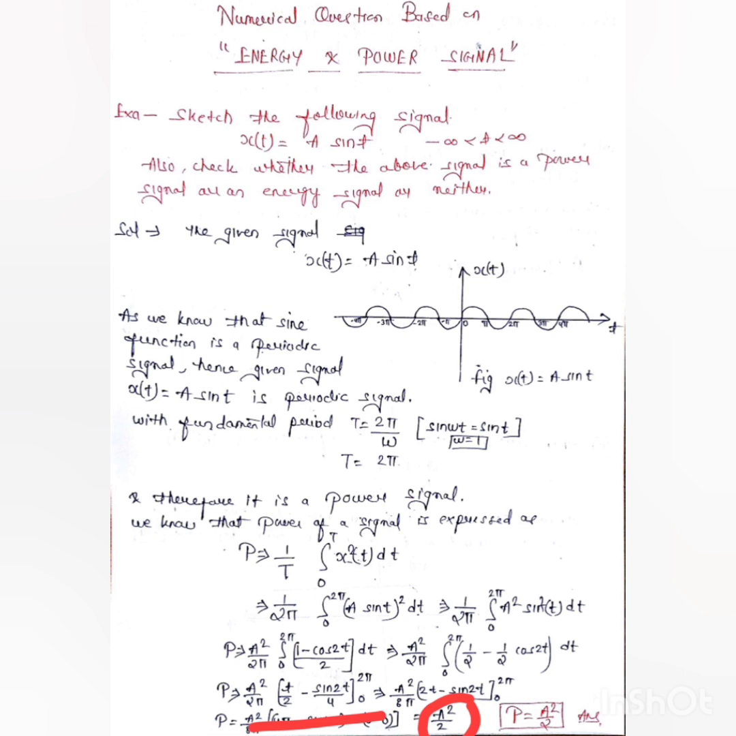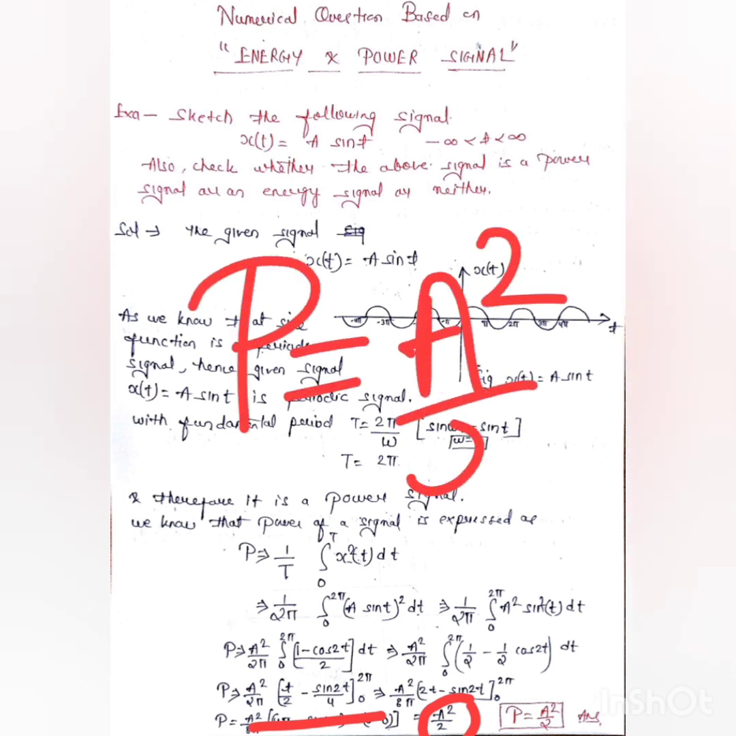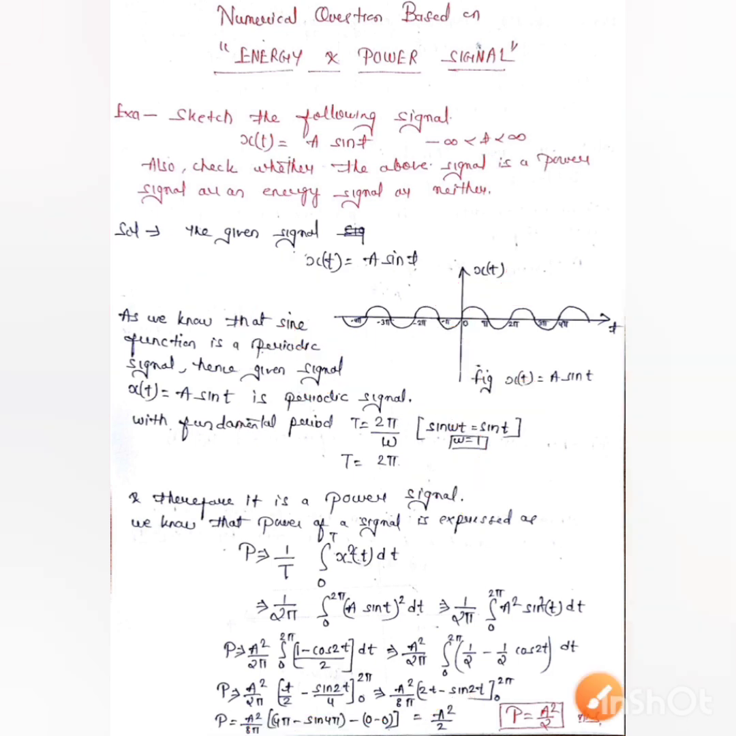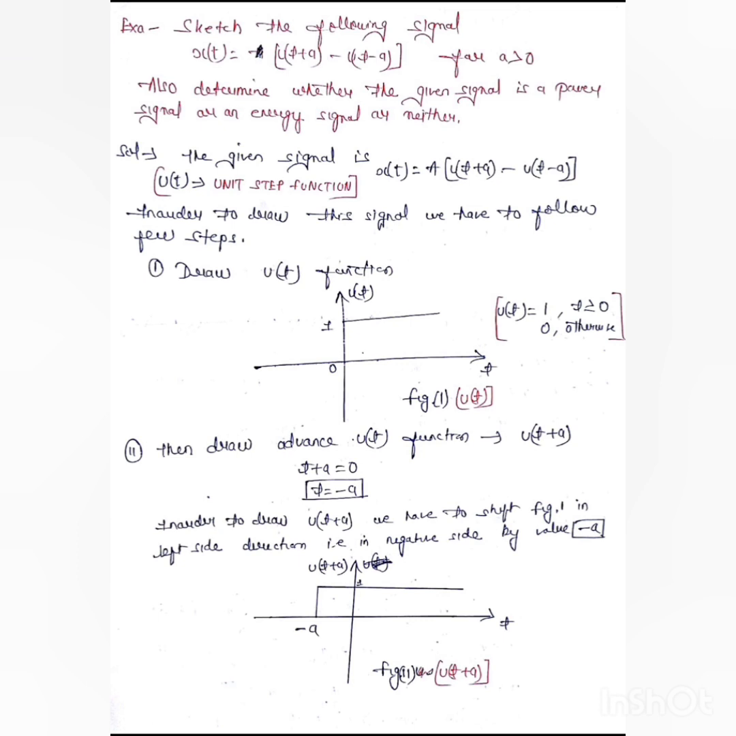Obviously a is a constant, and its value must be finite. Then we have the value P is equal to a square, which is a finite value, hence the given signal is a power signal. Now moving on to the second question.